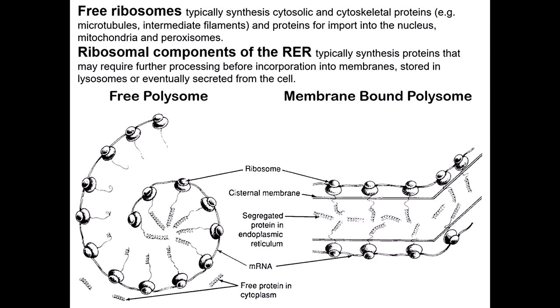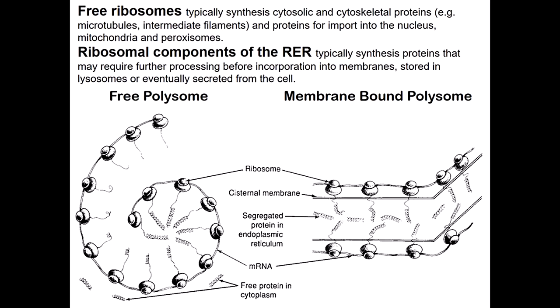So we can have free ribosomes and ribosomes associated with membranes. Free ribosomes, just sitting in the cytoplasm by themselves, typically synthesize cytosolic and cytoskeletal proteins. These are proteins that are going to stay in the cell. They're not going to be glycosylated, and they're going to stay in the cell.